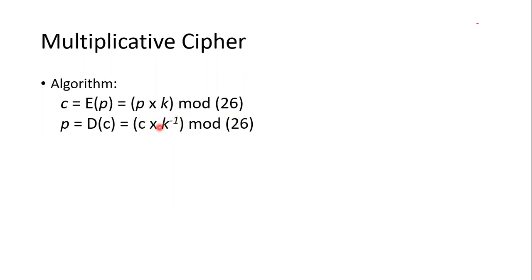This k inverse is actually in the modulo field of 26. So this is the complex part of this algorithm. Let's discuss it with a very simple example. In modulo arithmetic, we have a property that a multiplied by b mod n, if we have two numbers with modulus n, we can write it as a mod n multiplied by b mod n, and again we need to take the mod n of the complete expression.